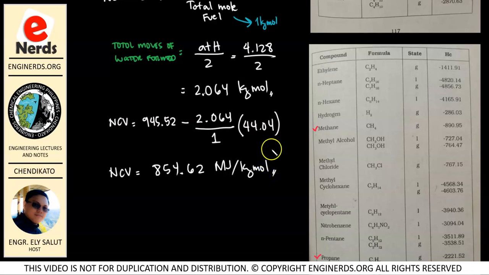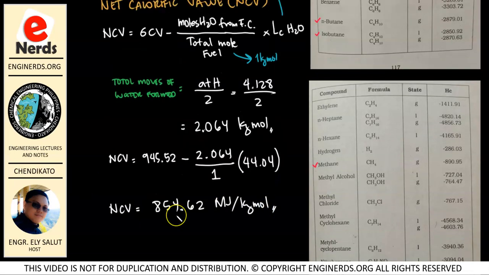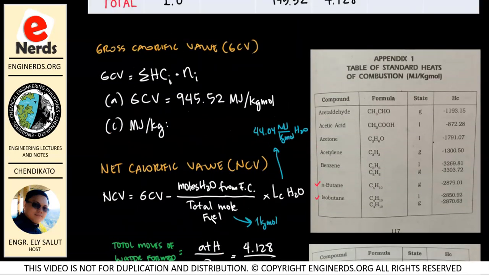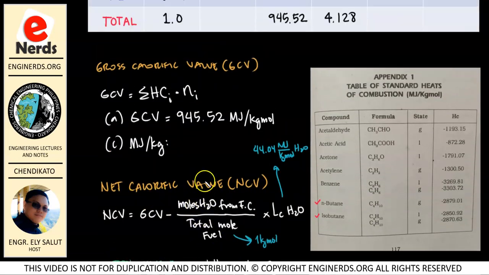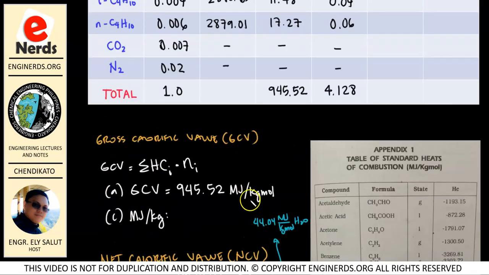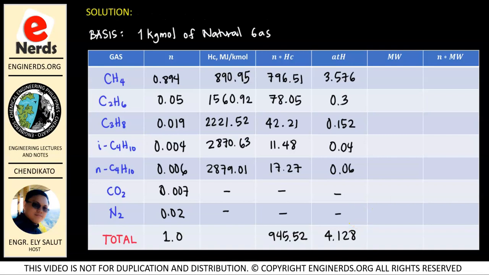Okay, so nakuha na rin natin yung ating net calorific value. Okay, so basically alam na natin how to get our GCV and NCV. So itong promise ko sa inyo, kukunin natin itong megajoule per kilogram. So kunin muna natin yung molecular weight ng bawat component natin.